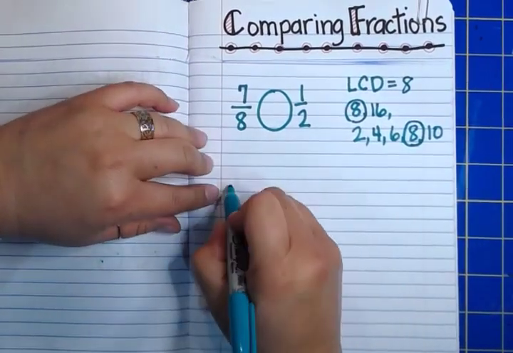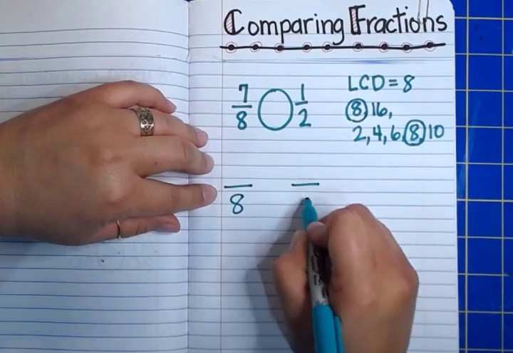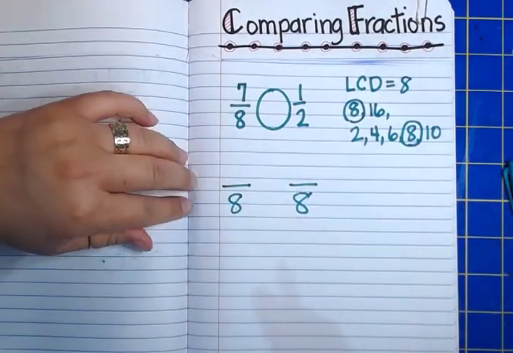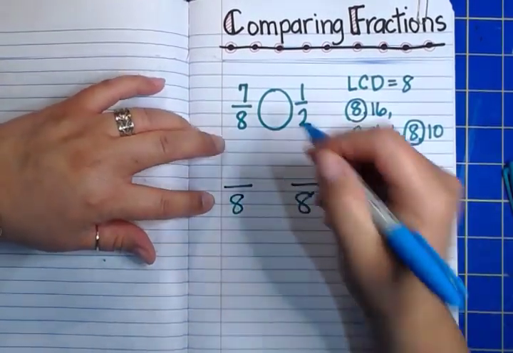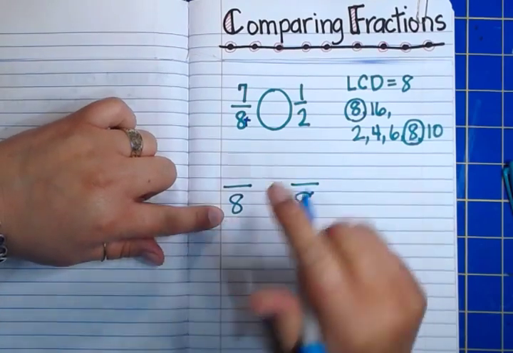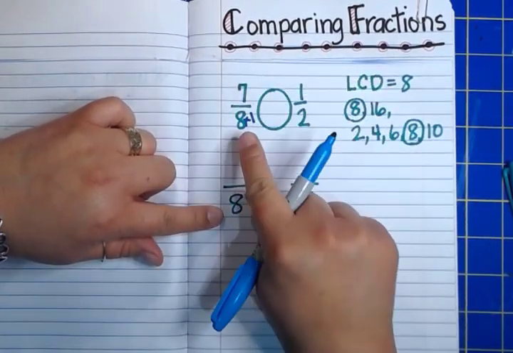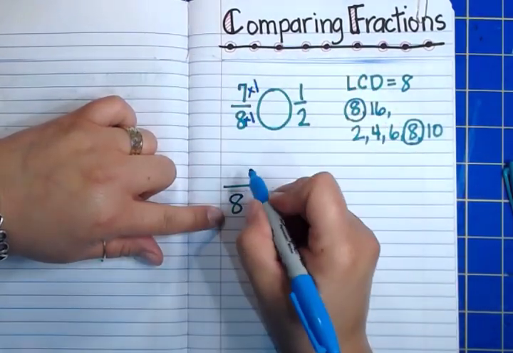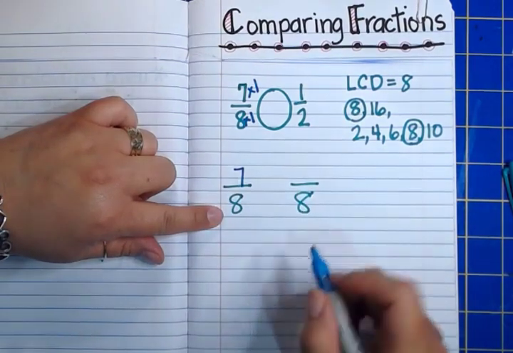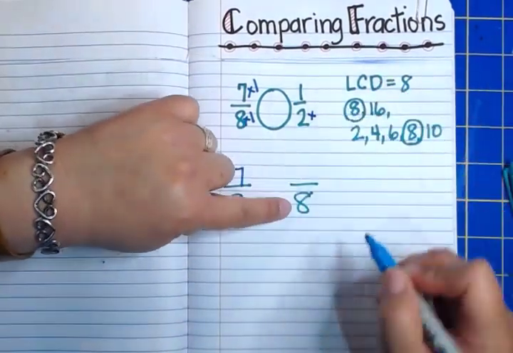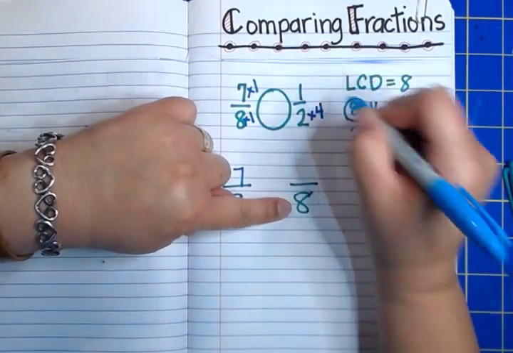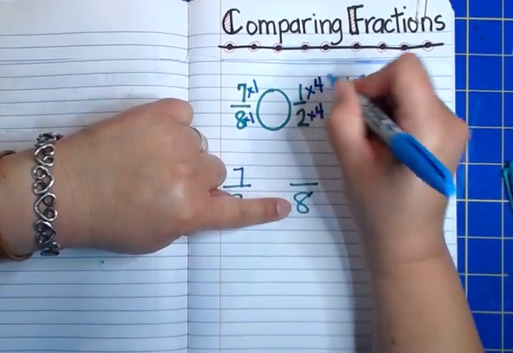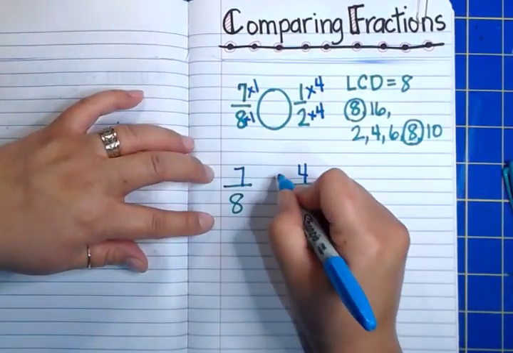So when I come over on this side and rewrite my fractions, because I have a brand new denominator, then my new denominator will be 8. So now I have to ask myself, 8 times what equals 8? And that would be 1. So whatever I do to the denominator, I have to do to the numerator. 7 times 1 equals 7. Now I do this side. 2 times what equals 8? That would be 4. And whatever I do to the denominator, I do to the numerator. 1 times 4 equals 4.